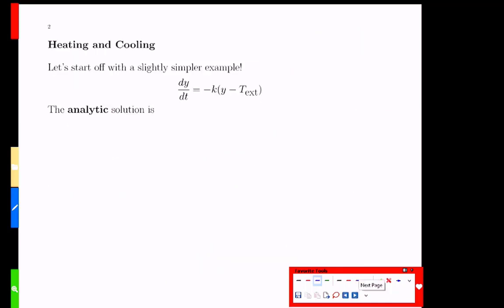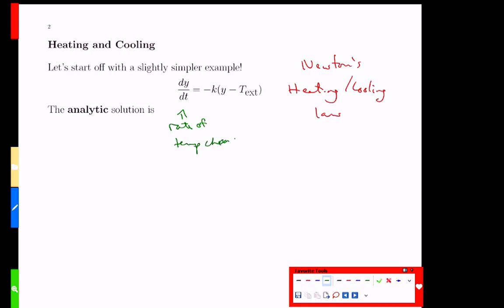We're going to start off with something relatively straightforward. This is the heating and cooling law, which pretty much everyone saw in first year and then would have seen again in second year. Another one of Newton's laws, I might add. Newton's heating and cooling law says that the rate of temperature change is proportional to the temperature difference.